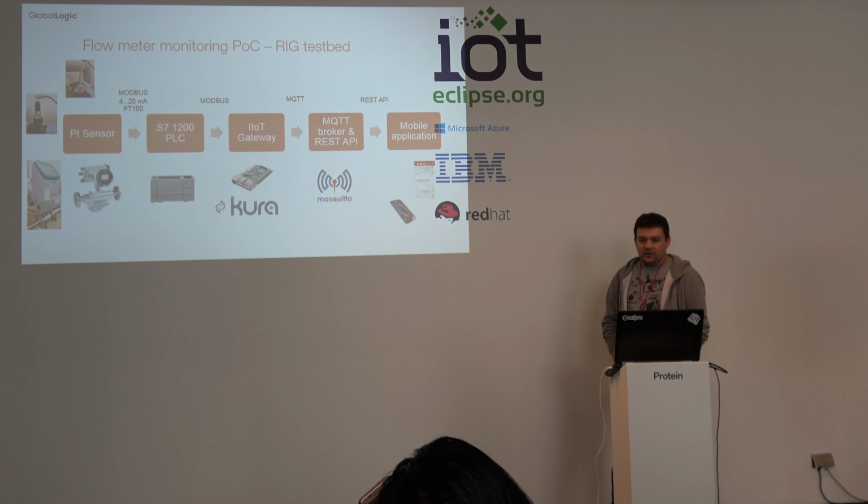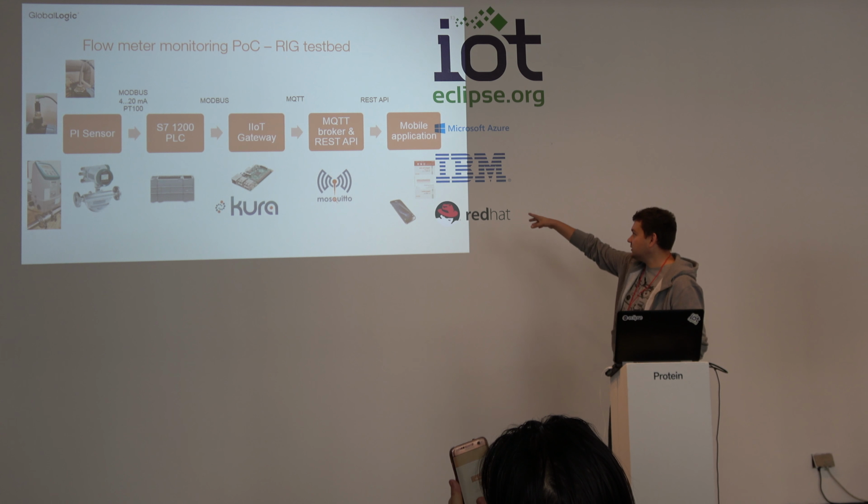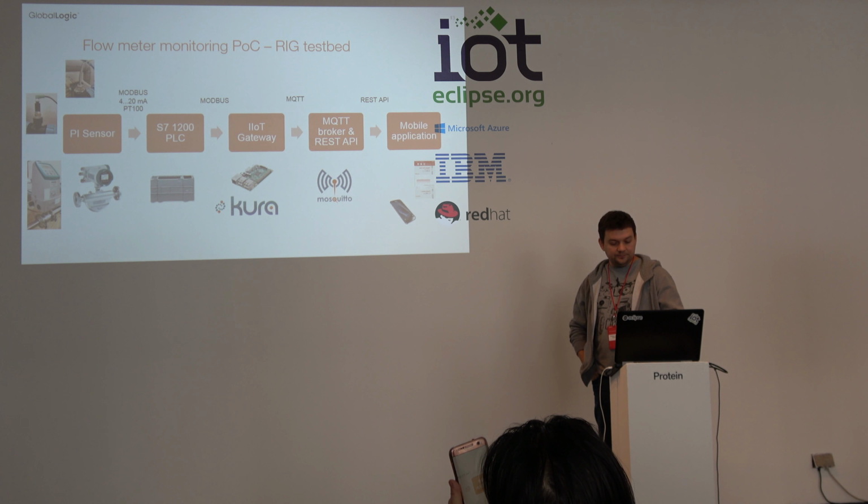And this IoT gateway is pulling data from the PLC. So it's pulling, for example, the flow value, and then it is forwarding this data to the cloud. At the cloud part, we are using Mosquitto just for simple realization. And the mobile application on the right-hand side is connected to the REST API and is showing the data.